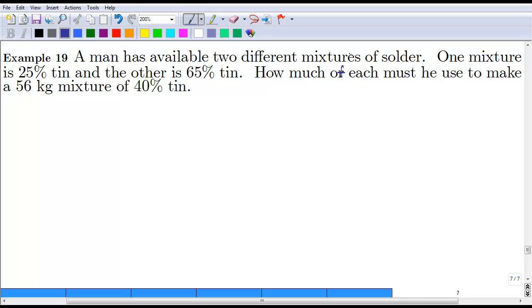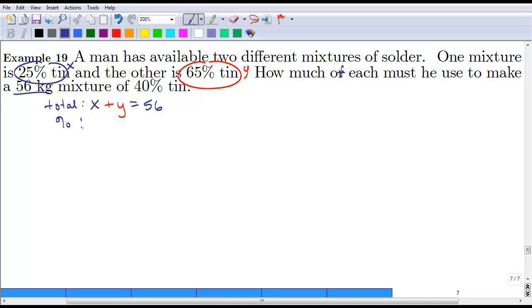Anytime you're dealing with a mixture problem, it's usually easiest to set things up as a total equation and a percent equation. So if you look at the total equation, let's identify our 25% tin as our variable x and our 65% tin as y. And we know that when we're done, we want a total of 56. So we're going to add so much of x, so much of y, and the total has to be 56.